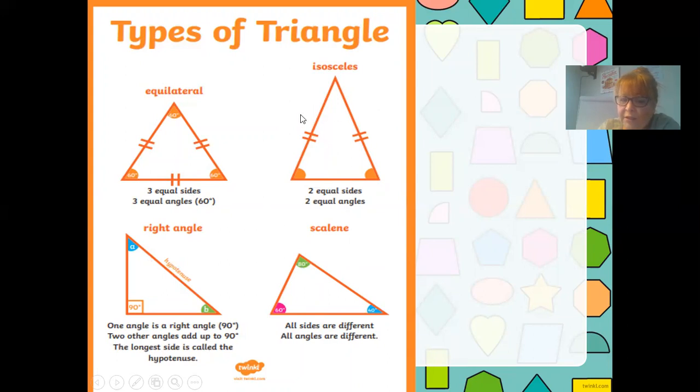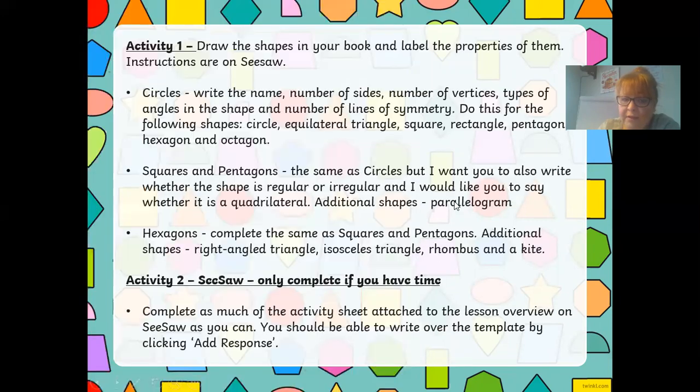So isosceles, 2 equal sides, 2 equal angles. Right angle, 1 angle's got to be right, and then you've got the other 2. And then scalene, all sides are different, all angles are different.